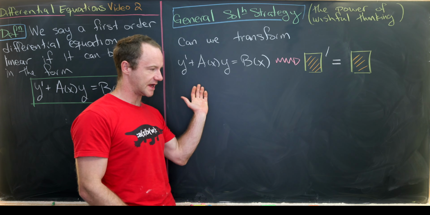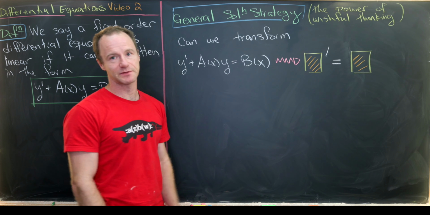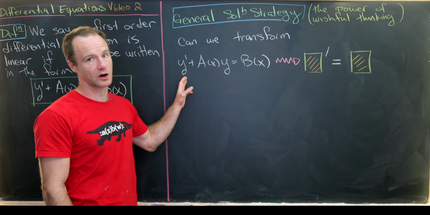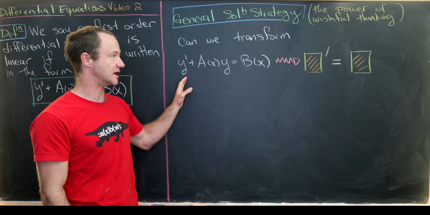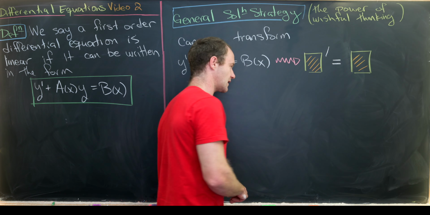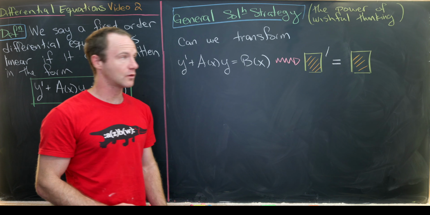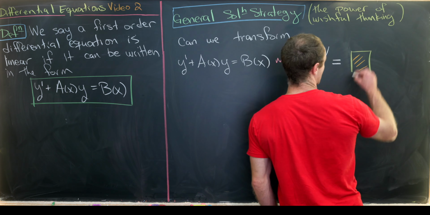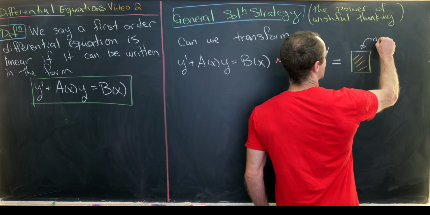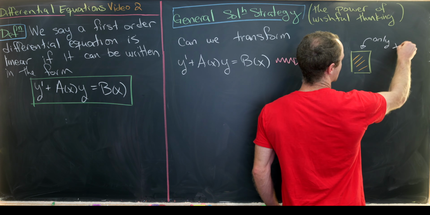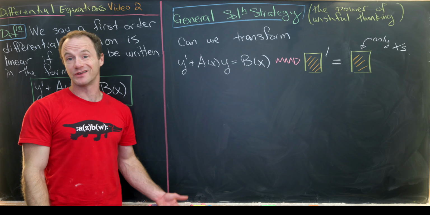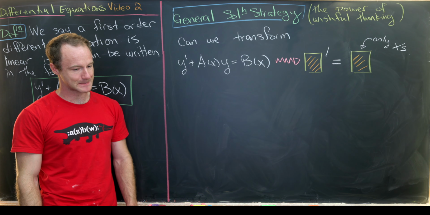And so in our case, motivated by the examples that we saw, the question is, can we transform our arbitrary first order linear differential equation to one that looks like the derivative of something on the left-hand side equals something on the right-hand side, where I should be careful to point out that the stuff on the right-hand side only has x's in it, whereas the thing on the left-hand side could have x's and y's.